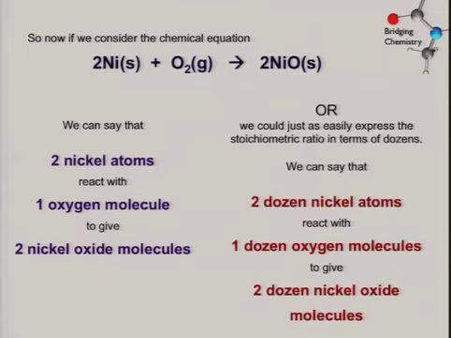Okay, so again, it's about the ratio of the different species, but it's the ratio of the amounts of them. Yeah? Okay.